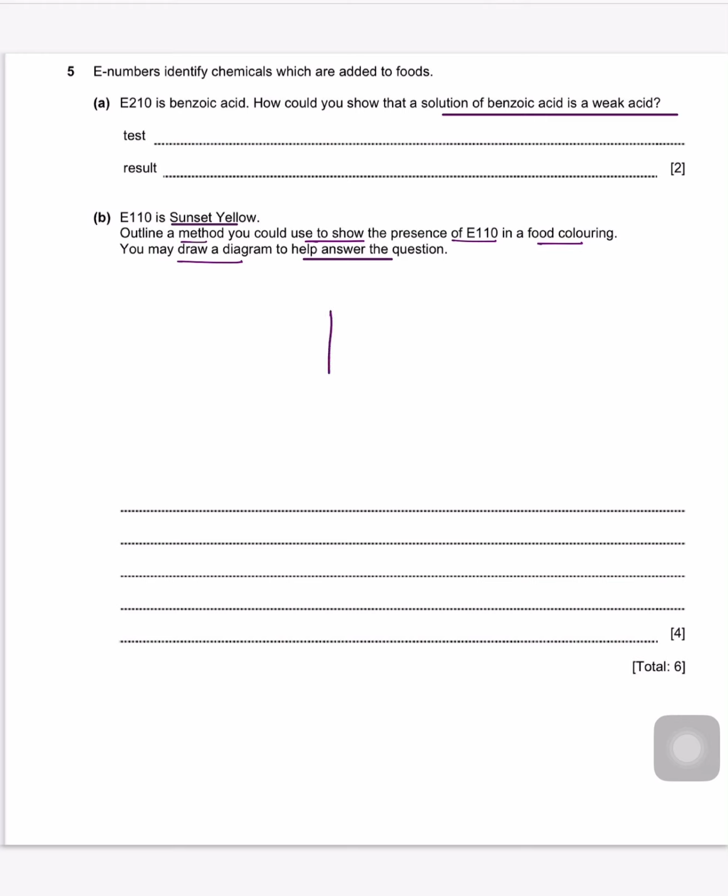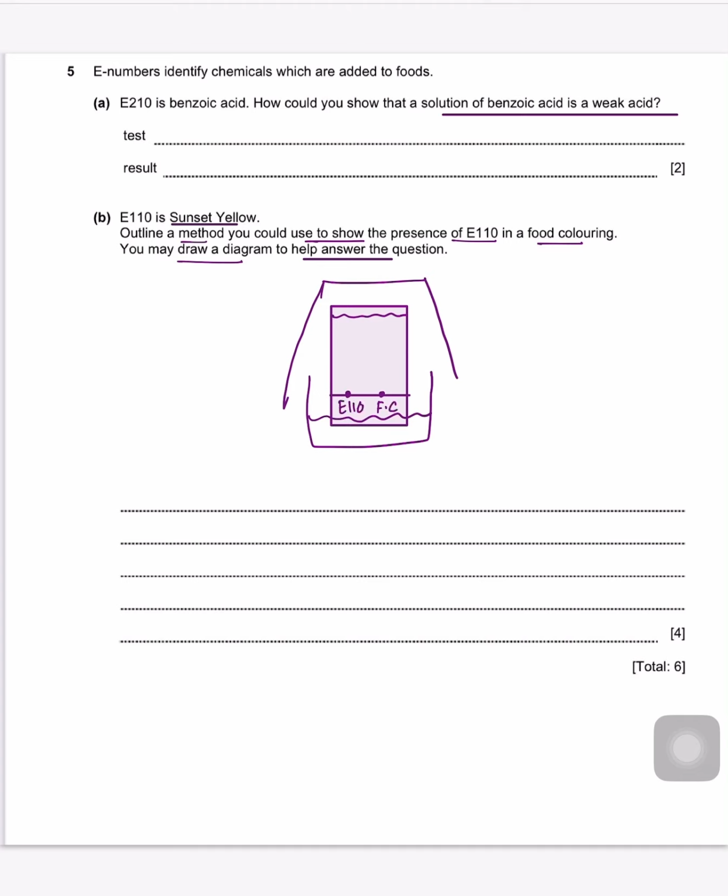So here you can draw a diagram like this, and then it is a container like this. Okay. And instead of that, it is better to draw it like this. And then this is the level of the solvent. This is the baseline, which is drawn with the help of a pencil. This is the solvent front. This is the lid over there. And here is a spot, and here is a spot. We can say that E110 is sunset yellow, and it is part of the food coloring.